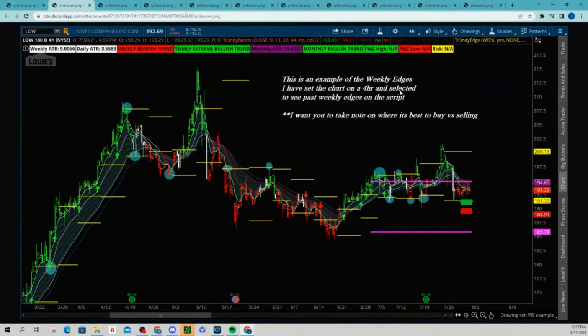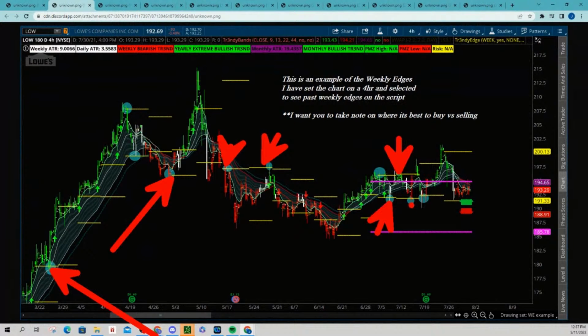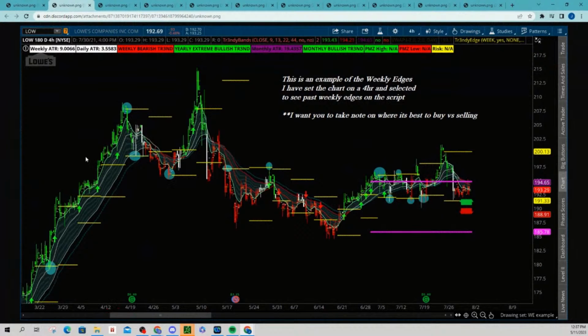I have set the chart on a 4 hour and selected to see past the weekly edges on the script. I want you to take note of where it's best to buy versus selling. Notice you can see all the circles. We buy, we sell. We buy down here, we sell here. We buy down here, we sell up here. We buy down here. It's pretty straightforward, folks.